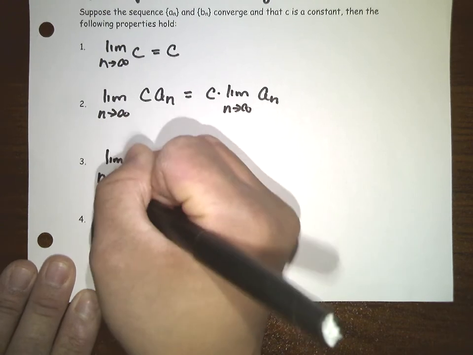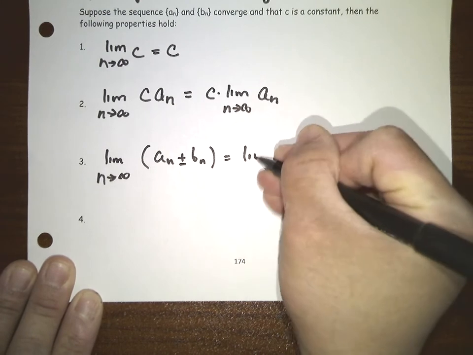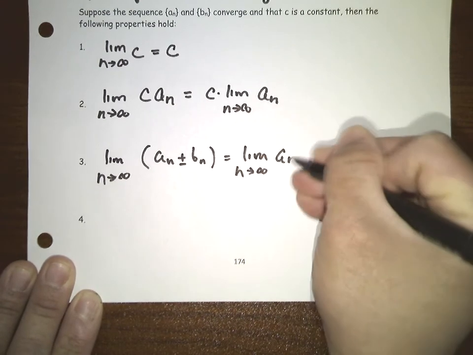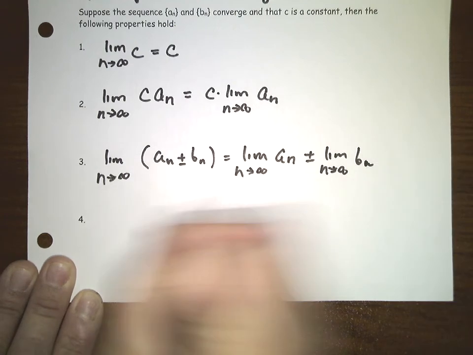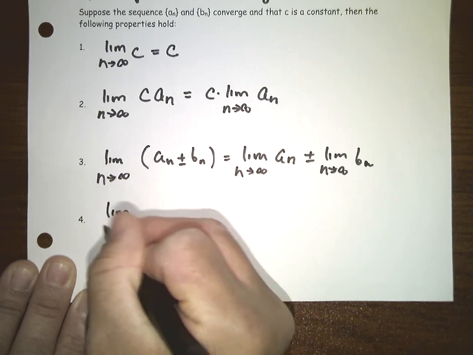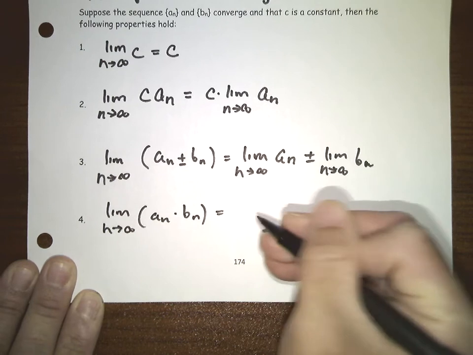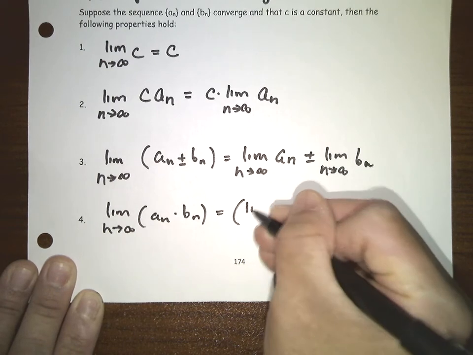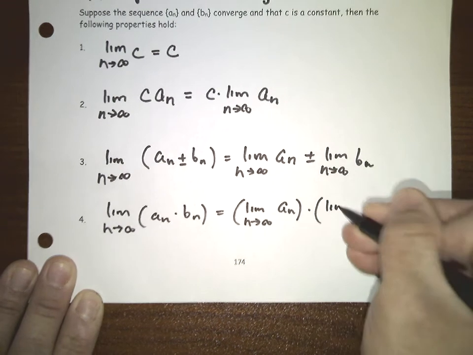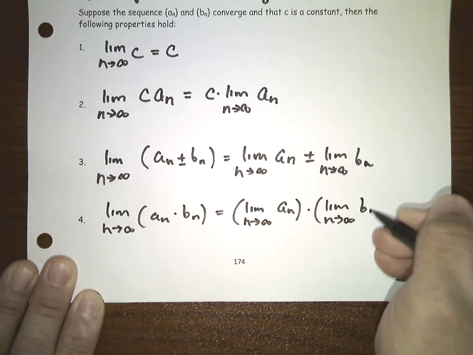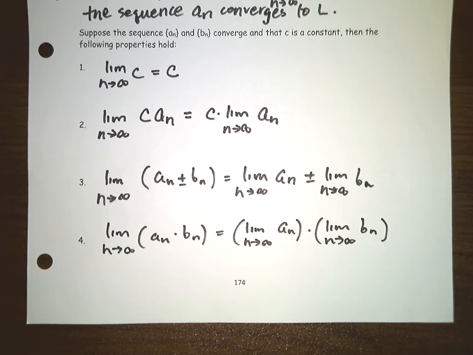So the limit as n goes to infinity of a n plus or minus b n is equal to the limit as n goes to infinity of a n plus or minus the limit as n goes to infinity of b n. And then we have the limit as n goes to infinity of a n times b n. So that would be the limit as n goes to infinity of a n times the limit as n goes to infinity of b n. All right, so let me go ahead and get the next page here.